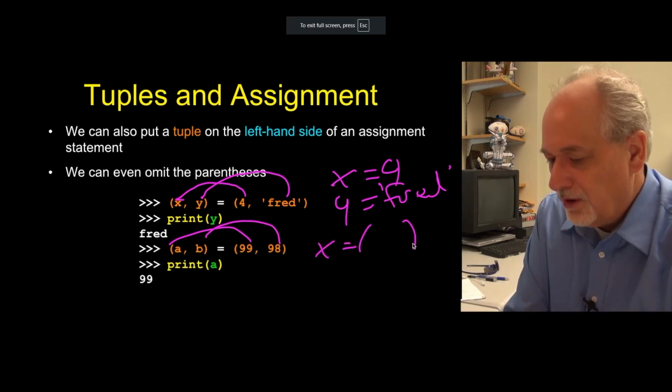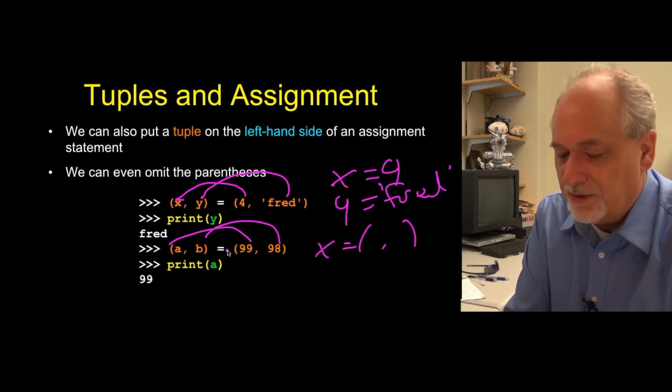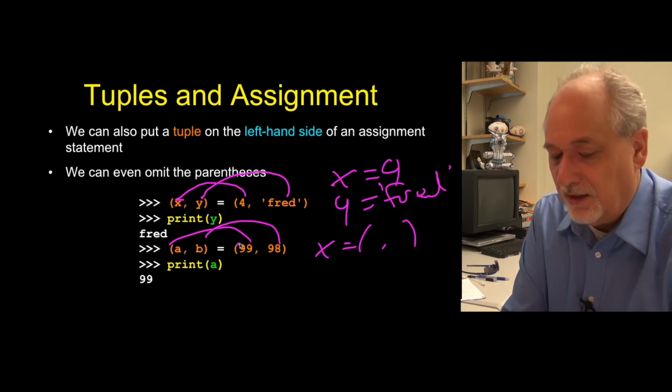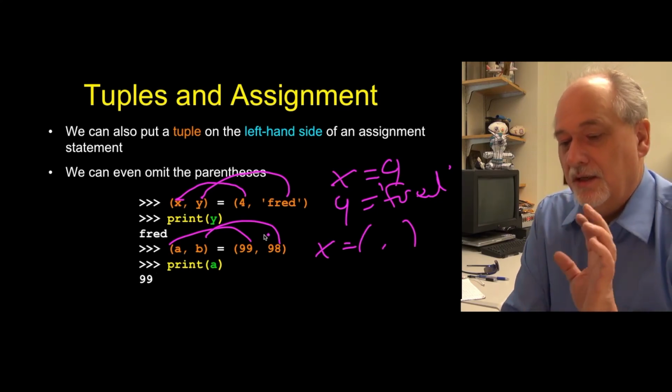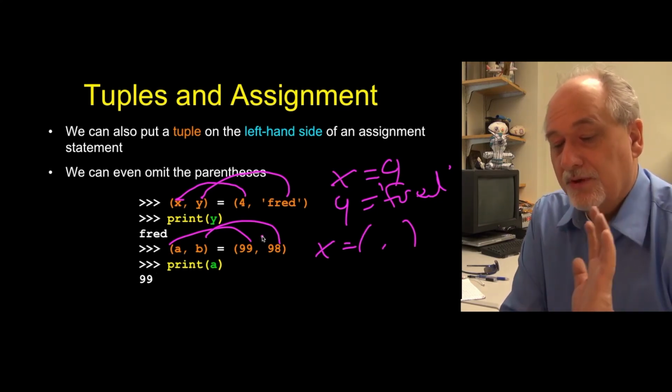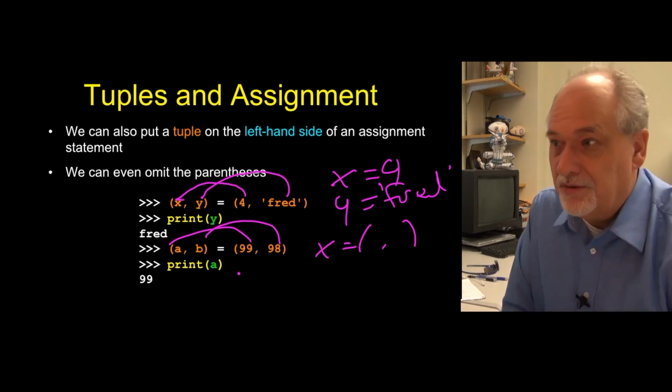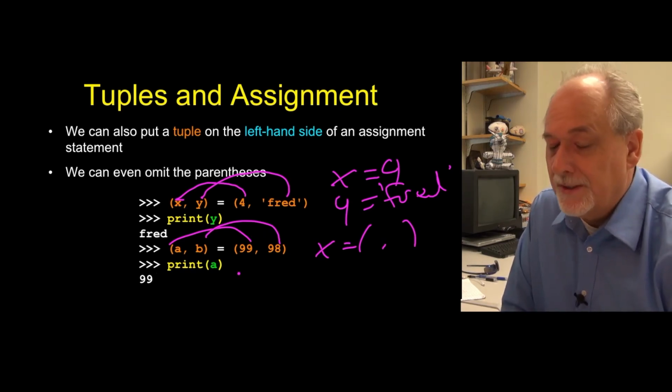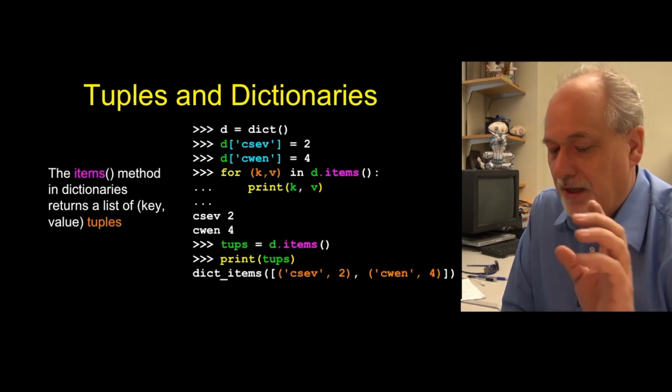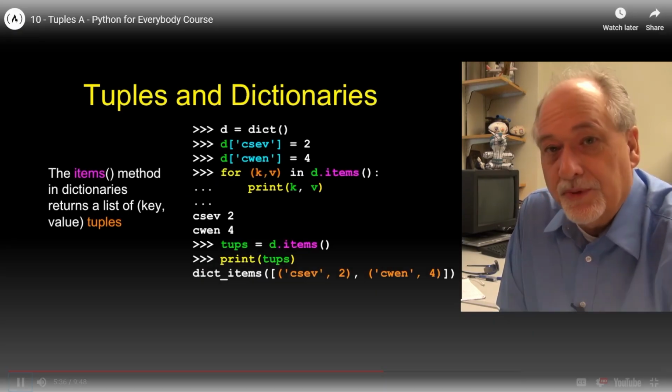X equals tuple, then that is the tuple in the list. But this is just a simple straight 99 value going into A. So you can put tuples on the left-hand side, and you can even do things like return a tuple from functions. That's a real nice Python feature that I like a lot. Tuples. Okay, let's write this down.